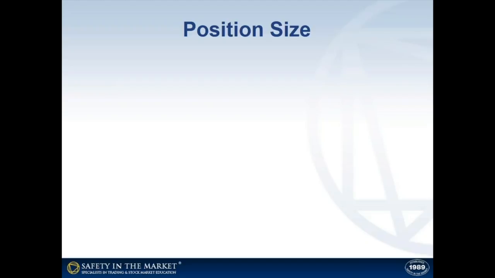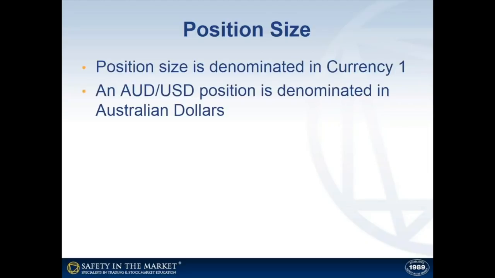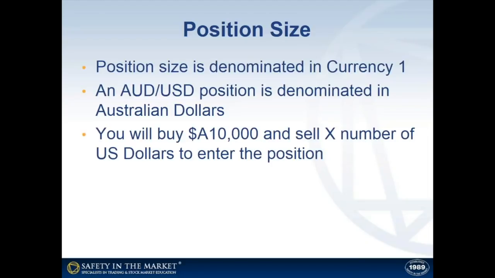All right, let's talk about position size now. Position size is denominated in currency number one. So if you're trading a position in the Aussie dollar against the US dollar, it's going to be denominated in Australian dollars. If you're buying a $10,000 position, you are buying 10,000 Australian dollars and you're selling X number of US dollars at the same time in order to enter the position. Okay. Now, why have I said X number of US dollars? Because I haven't given you the exchange rate. As that exchange rate changes, the X number of US dollars that you're selling to enter the position is going to be changing as well.